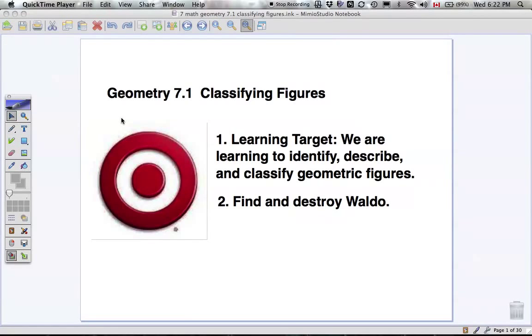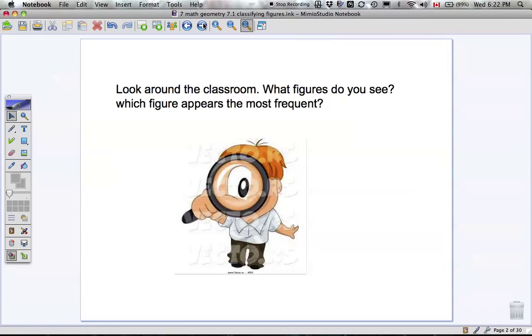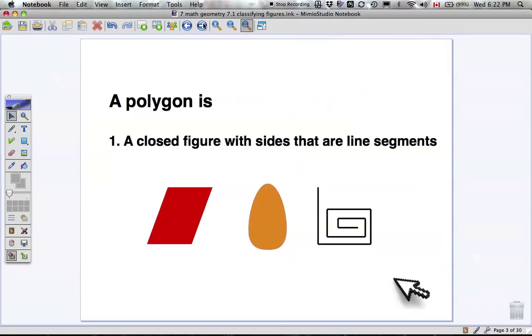Hey, grade 7s, we're going to look at 7.1 classifying figures. Today we're going to learn about how to identify, describe, and classify geometric figures, and of course we're going to find and destroy Waldo. Let's go right off to this.